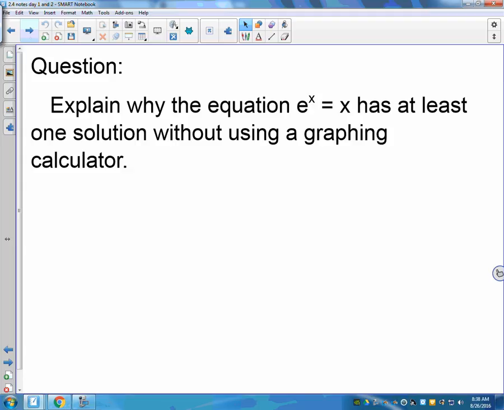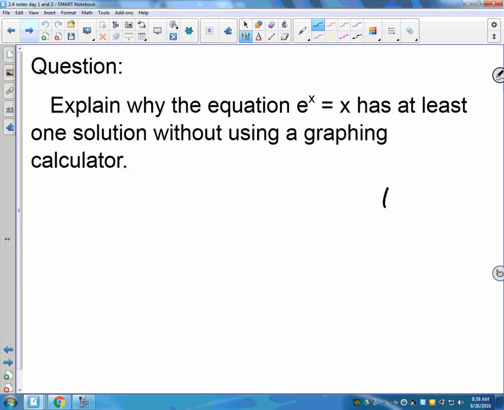But before we jump into that, this kind of is where we stopped yesterday. Explain why the equation e to the x equals x has at least one solution without using a graphic method. What does a solution mean when you solve the equation? What does it find when you say a solution? What x equals what?